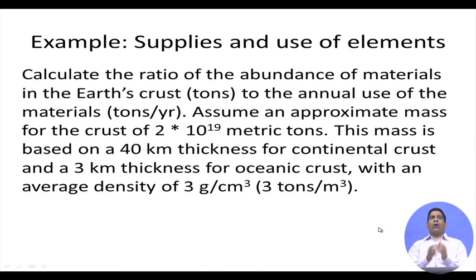But what does all this mean? Let's look at an example and try to understand what all this really means. If you look at the abundance of material in the Earth's crust, that is how many tons of the material are available with Mother Earth, and then we compare it with the annual use of the material, in tons per year, how much we are using up. Approximately, we can take the mass of the Earth's crust as 2 times 10 to the power of 19 metric tons.